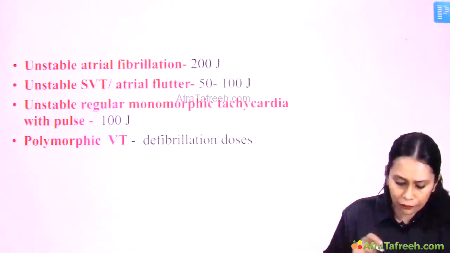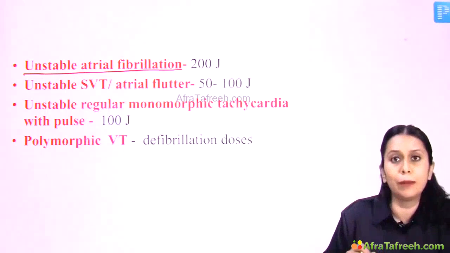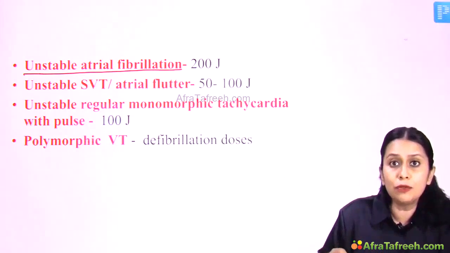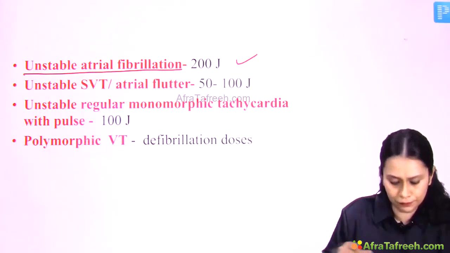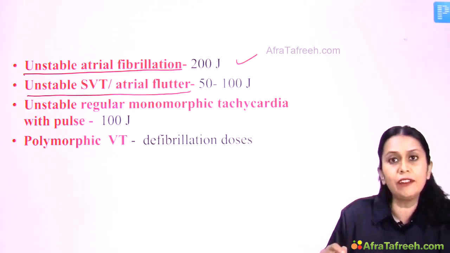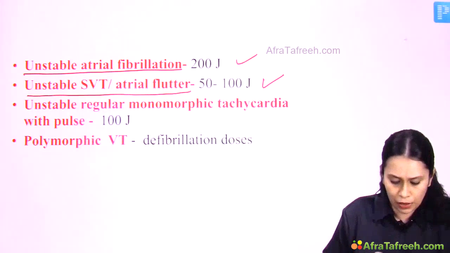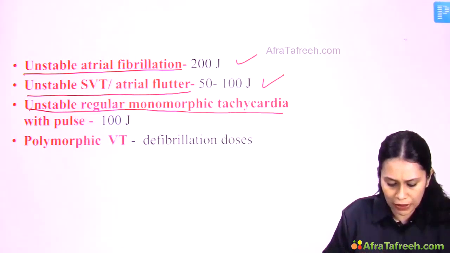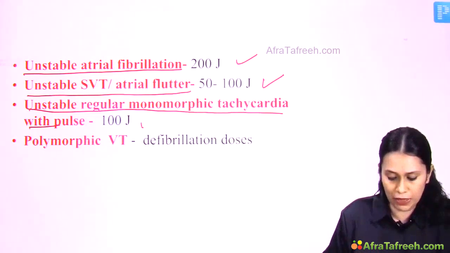If the patient has unstable atrial fibrillation, 200 joules of energy is required for cardioversion. If unstable SVT or atrial flutter, then 50 to 100 joules is required for cardioversion. For unstable regular monomorphic tachycardia with pulse, 100 joules is required.